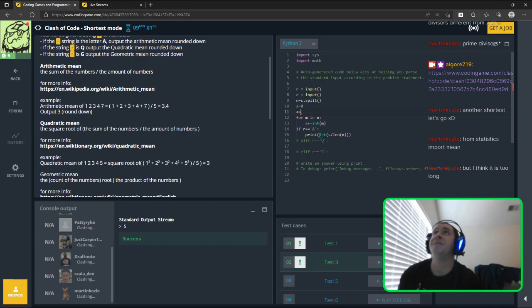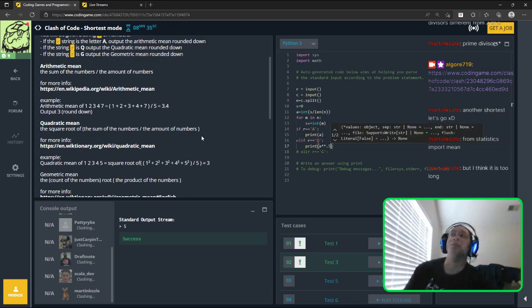Equals this. There we go, so we don't have to keep rewriting it. So print A, I think we're good with that. Let's go ahead and Q or the next two.